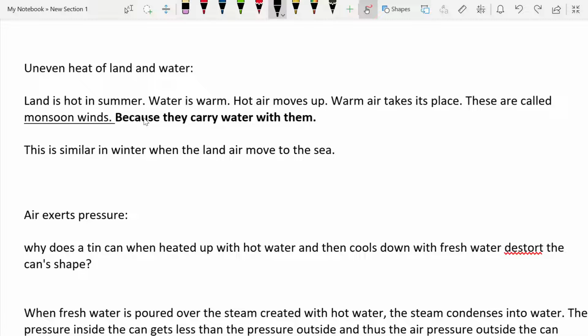Now, when the warm air comes from the sea, it carries water with it, so that's why they're called monsoon winds. This is similar in winter when the land air moves to the sea, because the land can cool down quickly, and then the cold air takes the hot air's place again.